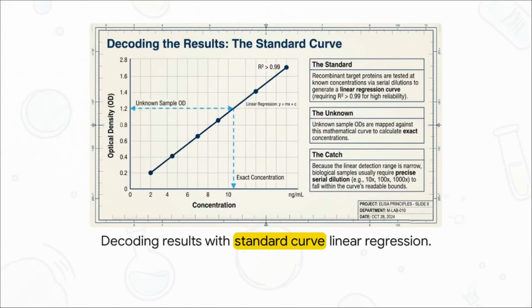Scientists will run known concentrations of recombinant proteins, like, say, synthetic human IL-6, at exact serial dilutions. By reading the optical density of these knowns, they plot a linear regression line, aiming for an R-squared reliability of over 99%. Once you've got that beautiful mathematical line, you just take the optical density of your unknown sample, map it against the curve, and boom, you have your exact concentration. But remember, because this readable window is pretty narrow, biological samples often require really precise serial dilutions, sometimes 10x or even 1000x, just to make sure they fall onto this scale.